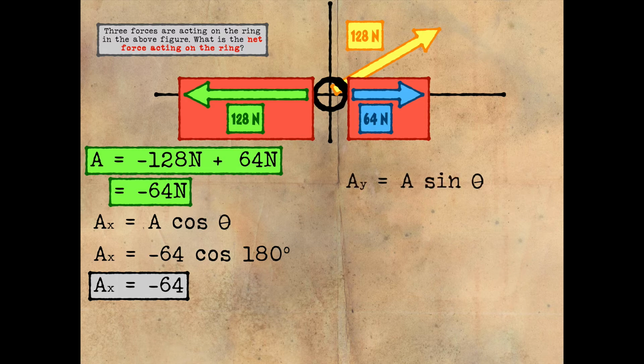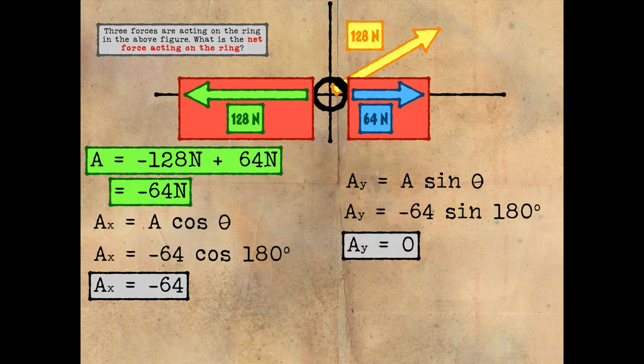Now I'm going to look for a y component. As I mentioned before, and as you can see in the drawing, there is no y component. There is no vertical force. All of the forces for these two are horizontal. Either way, let's work it out just so you can confirm this mathematically. So the y component is a sine theta. So it's negative 64 sine 180. And the sine of 180, as you know, is 0. So 0 times negative 64 is 0. And again, mathematically, I've confirmed what I already knew. There is no y component to these two vectors.